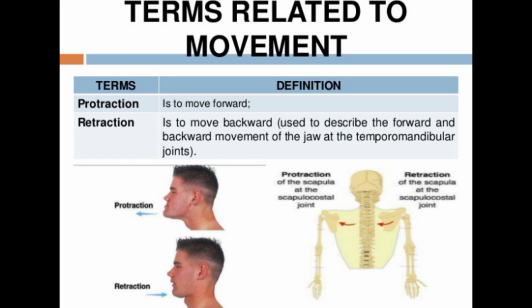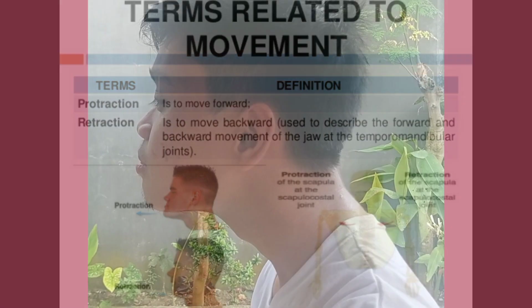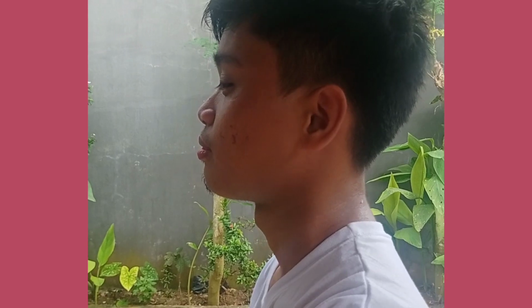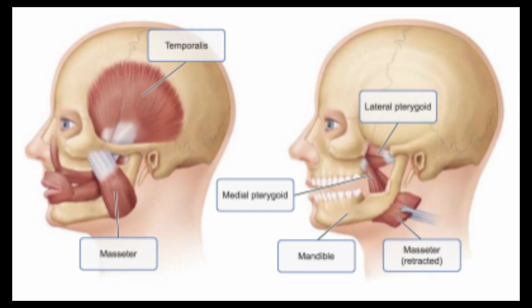Protraction is to move forward. Retraction is to move backward, used to describe the forward and backward movements of the jaw. Here is an example. These are the following bones and muscles involved.